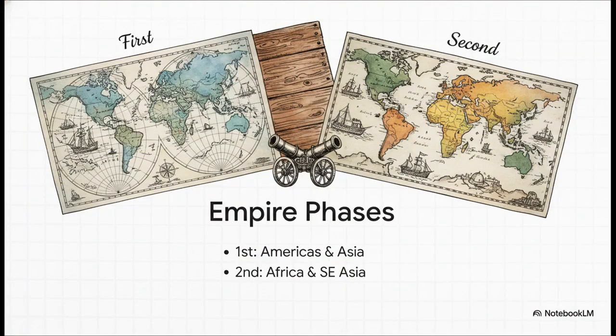Now, it's important to note this expansion happened in two very distinct phases. The first French colonial empire, spanning the 16th and 17th centuries, was primarily focused on those lucrative holdings in the Americas and Asia. However, a series of devastating conflicts with Britain, most notably the Seven Years' War and later the Napoleonic Wars, essentially stripped France of its major ambitions in those specific regions. So, starting in 1830, with the invasion of Algiers, they pivoted. They built a second empire that was heavily focused on rapid expansion into Africa and Southeast Asia.